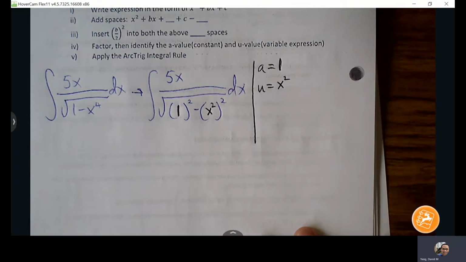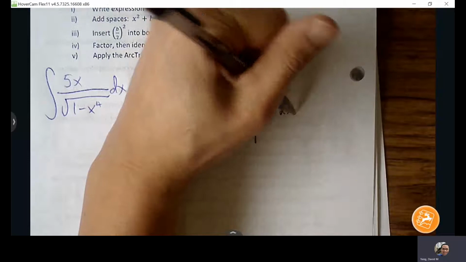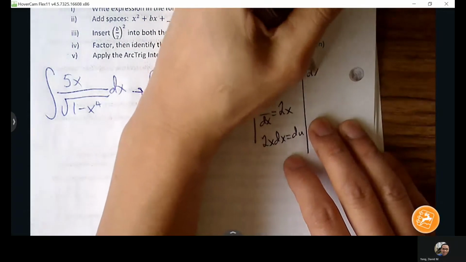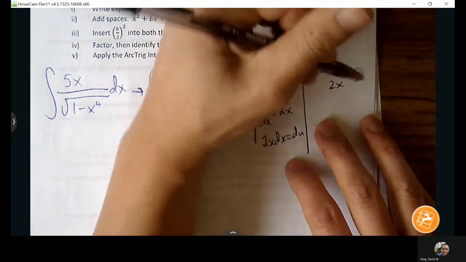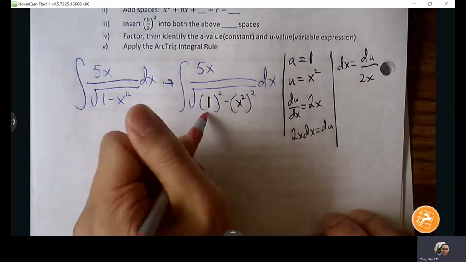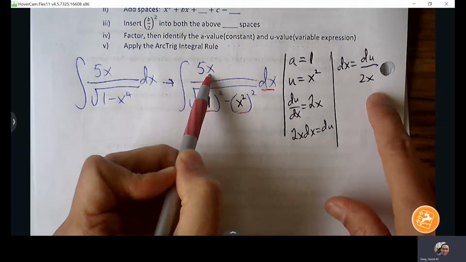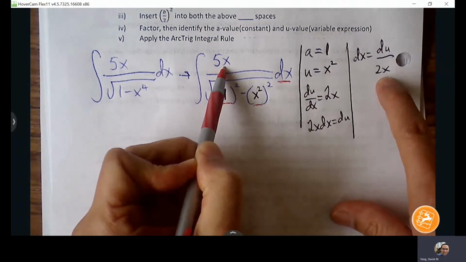Your a is the constant inside the parentheses. Your u is the variable expression inside the parentheses. And now we're just trying to get to solving for dx so we can replace dx in terms of du. Okay, du dx, derivative of u with respect to x is 2x, cross multiply. Make your substitution now, right? Replace the 1, replace the x squared, replace the dx. We'll leave the 5x alone, but I think we can see things will work out pretty nicely with that derivative here.